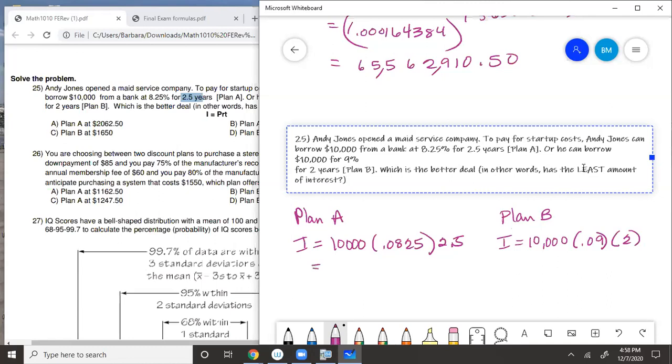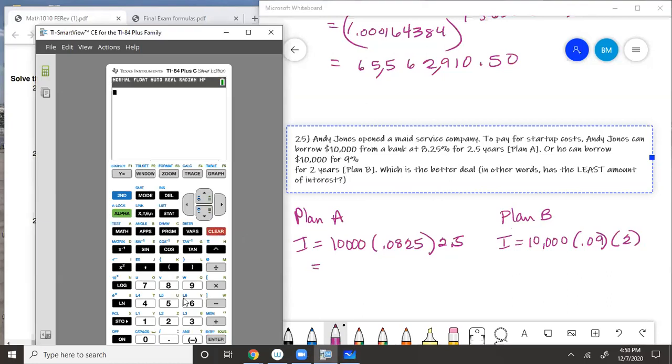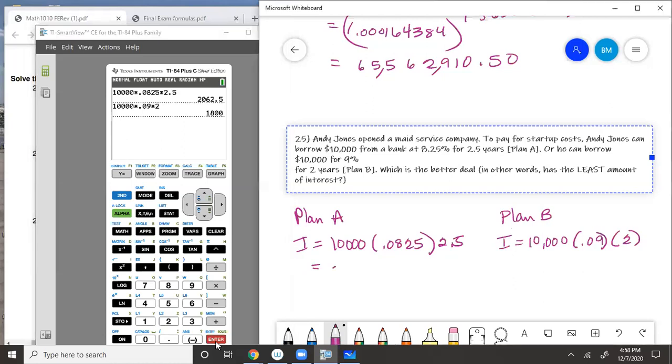And that's it, just multiplying. You get 2062 for Plan A and 1800 for Plan B. Did you get that? Yeah, 1800. Okay, that makes sense. Yes. All right, so which plan is the better one? Plan B.